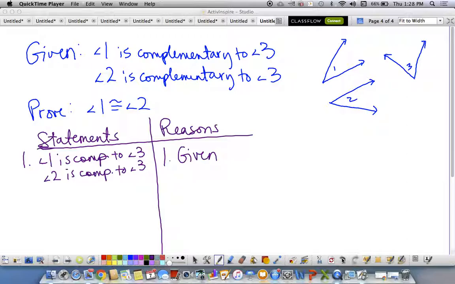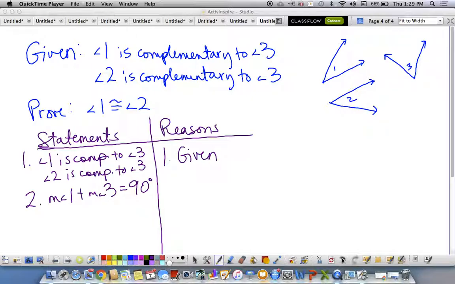They add. So if angle 1 is complementary to angle 3, could I write that down in an equation? I'm going to write it down and then I'm going to change it. So give yourself a little room. When we put in an equal sign and a number, is it simply angle 1 plus angle 3 equals 90 degrees? No, it's actually the measure. If we put equals, we need the measure. The measure of angle 1 plus the measure of angle 3 equals 90 degrees.